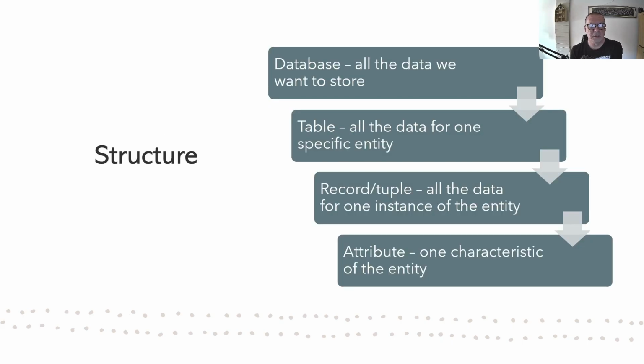So this is the structure of a database from the top down. The database stores all of the data we want to store. So whatever our purpose for the database is, it stores everything we need. And then tables store data for one specific entity. So each table is dealing with only a single entity. And then within the table we have records, or what's called tuples, and that's the data for one particular instance of the entity. So one particular customer, for example. And an attribute is one characteristic or property of the entity. For example, customer name.